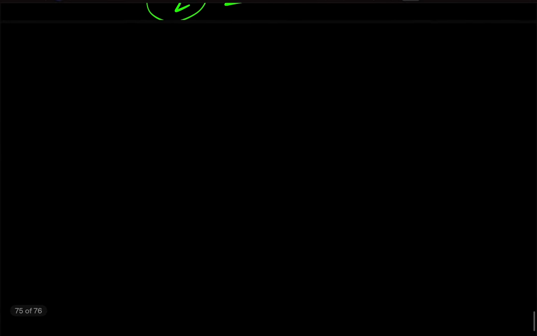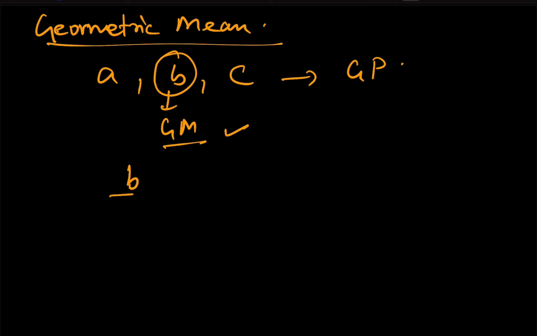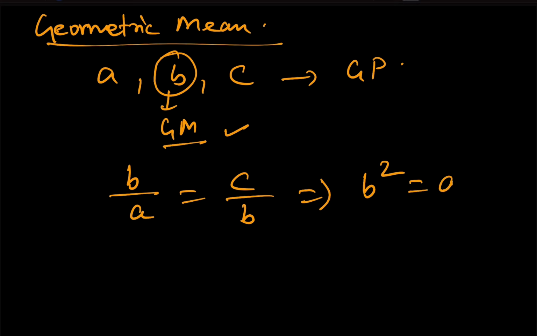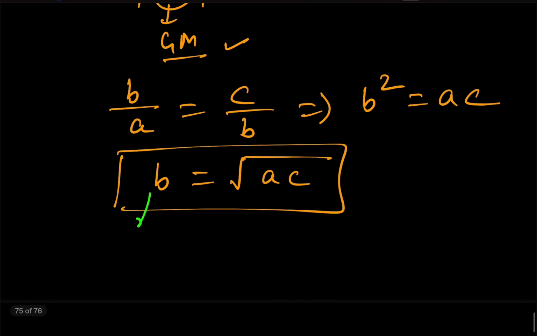So now let's see geometric mean. What is geometric mean? Suppose A, B and C are in GP, so B is called the geometric mean. You can write it like B by A is equal to C by B, because the common ratio should be the same for both. So it will give you B squared is equal to AC. So B will become root AC. So B, which is the geometric mean, is the root of the first term into the last term.